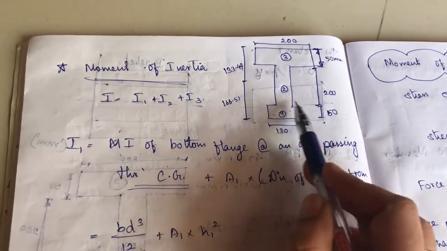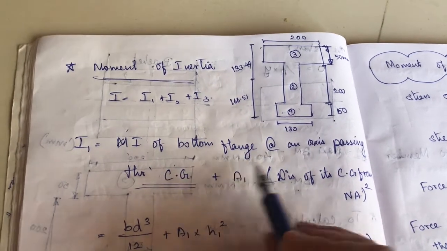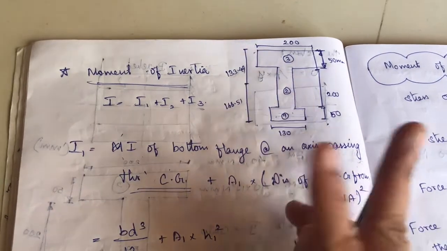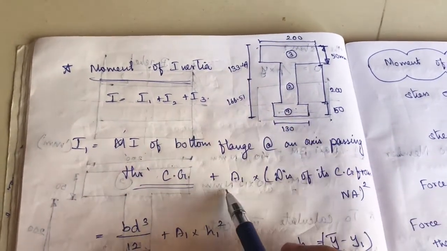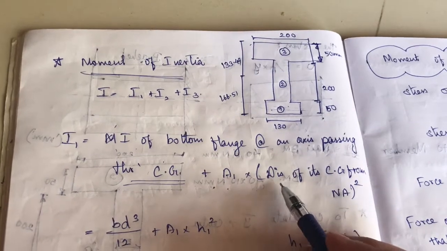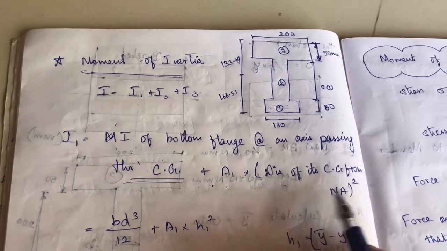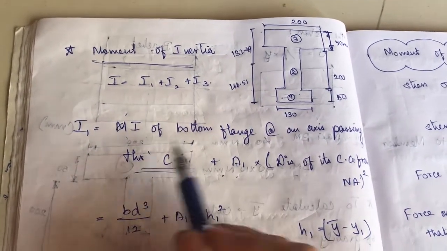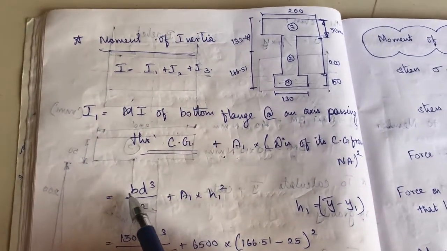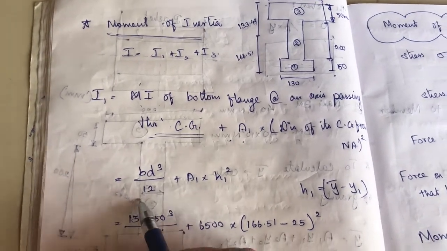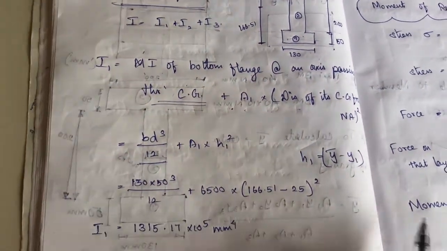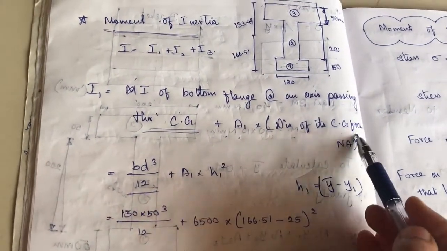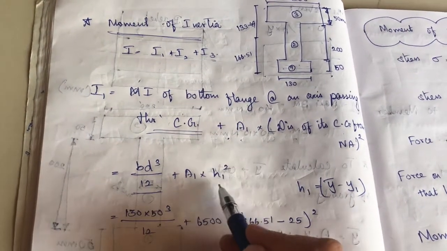So they are saying the axis passes through the center of gravity. So first we need to add the two things: the axis passing through the center of gravity, plus A into the distance of its center of gravity from the neutral axis. Normally the axis passing through the center of gravity means we can easily write it as BD cube by 12. So this is the formula for this rectangle, plus A1, that is area 1, into the distance of the center of gravity from the neutral axis, that is H1 square.